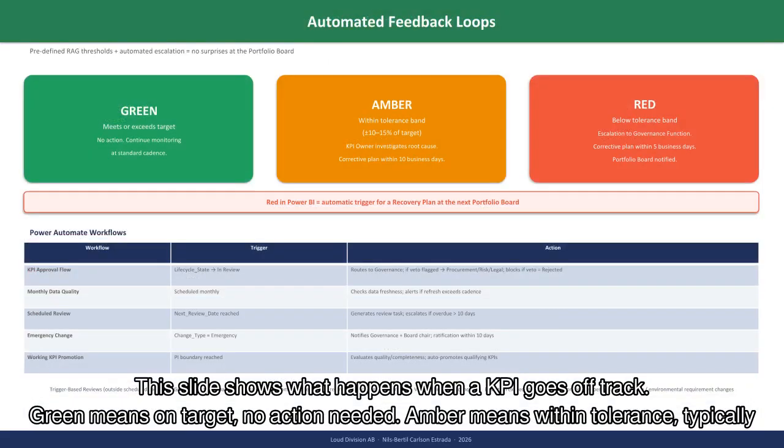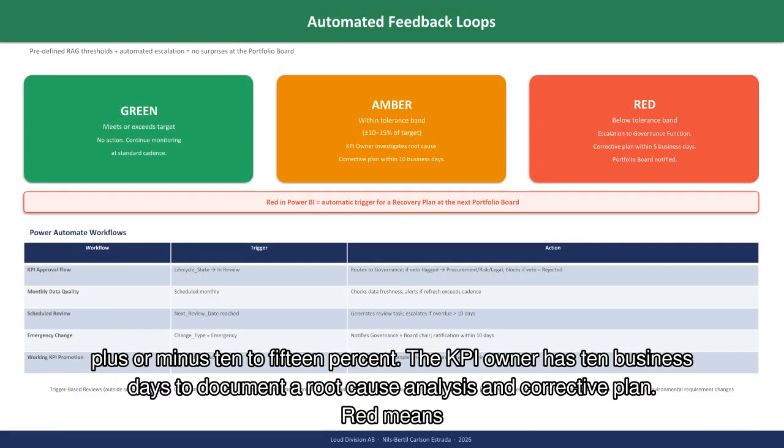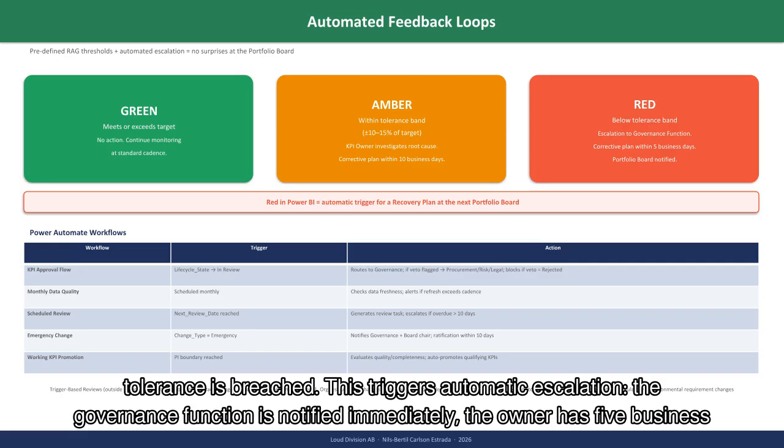This slide shows what happens when a KPI goes off track. Green means on target, no action needed. Amber means within tolerance, typically plus or minus 10 to 15%. The KPI owner has 10 business days to document a root cause analysis and corrective plan. Red means tolerance is breached.